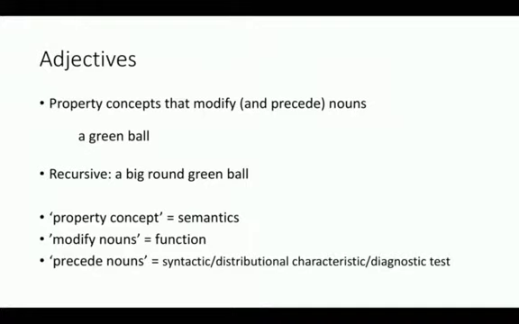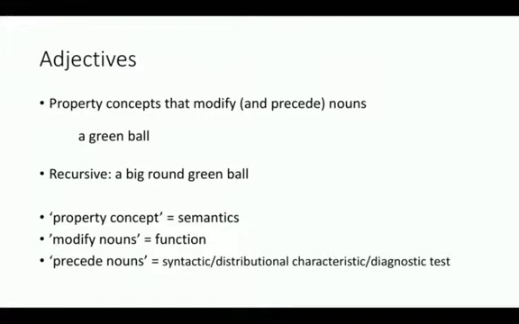Adjectives are also recursive, so that means you can have more than one. You can have theoretically as many adjectives as you need. So for instance, in English you can say a big, round, green ball. We could add more adjectives, although at some point it starts to sound a bit funny to most English speakers.